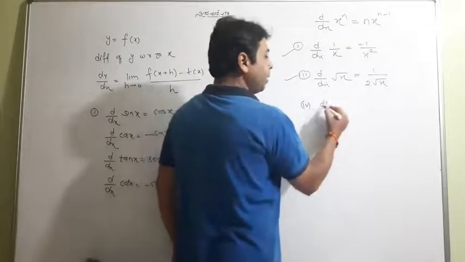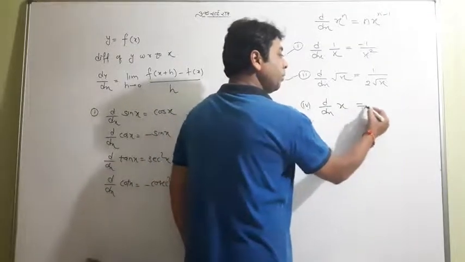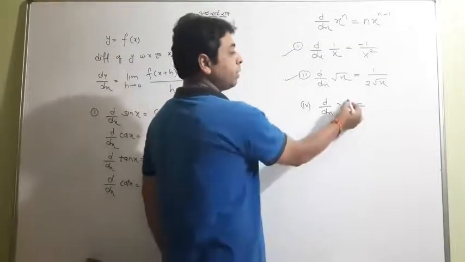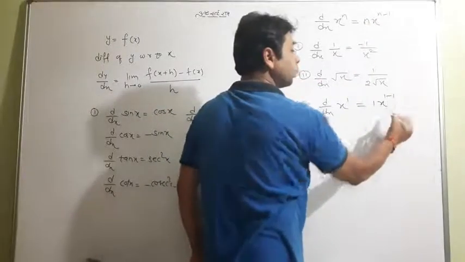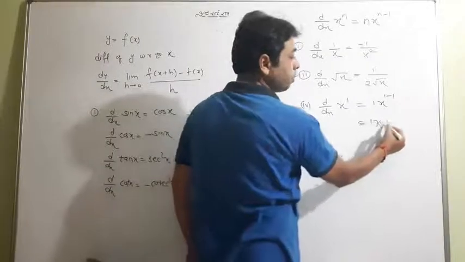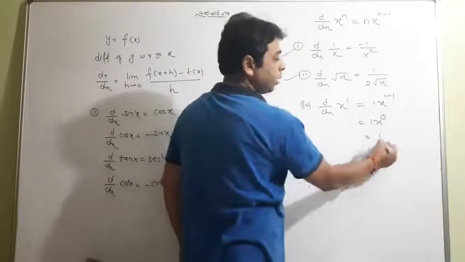Okay. d by dx of only x: if it is only x, definitely it has power 1. So according to the formula, 1 times x to the power 1 minus 1 will happen. So 1 times x to the power 0 will happen, and definitely it is 1.